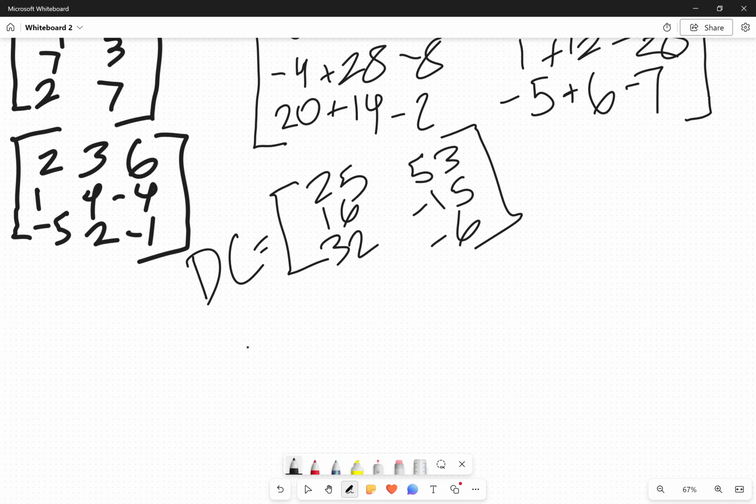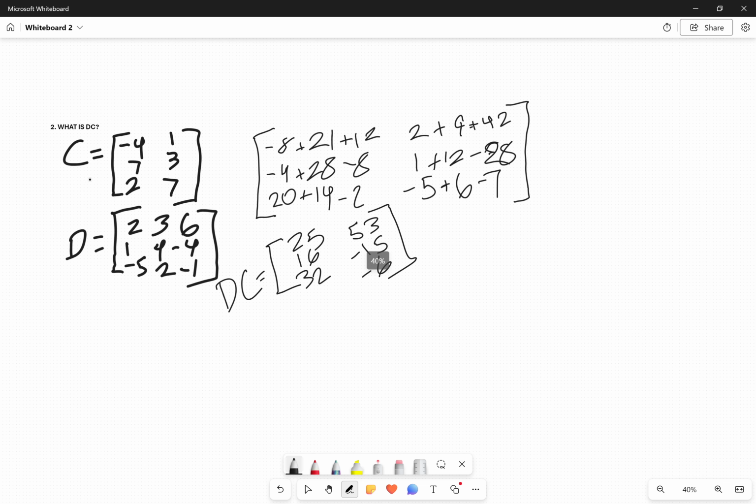DC is equal to this, because remember, we started with DC, that was what it was looking for, so we had our D rows and our C columns. This is your final answer for DC.